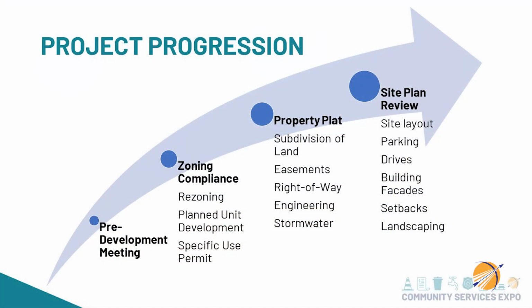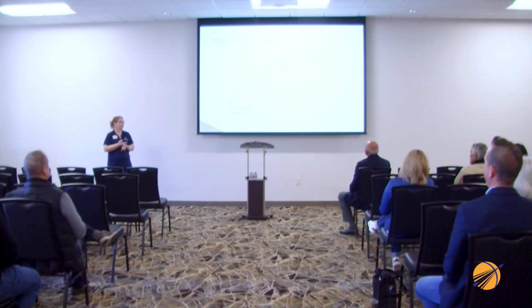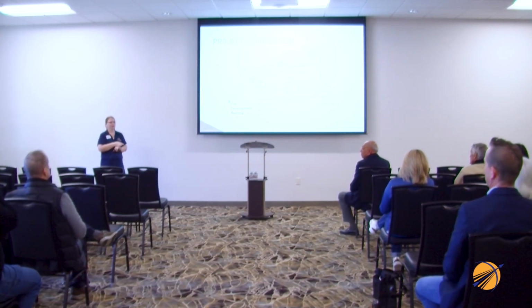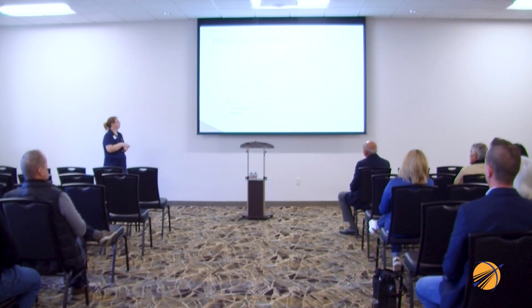The next step is zoning compliance. After that pre-development meeting, if the zoning that's needed for a project is not already in place, we go through the zoning process, and this is where you might see Planning Commission and City Council agenda items. These are usually rezonings, PUDs, or planned unit developments, specific use permits, items like that. These have notice requirements. We'll go through those in just a minute, including what you might see as far as a public hearing notice.